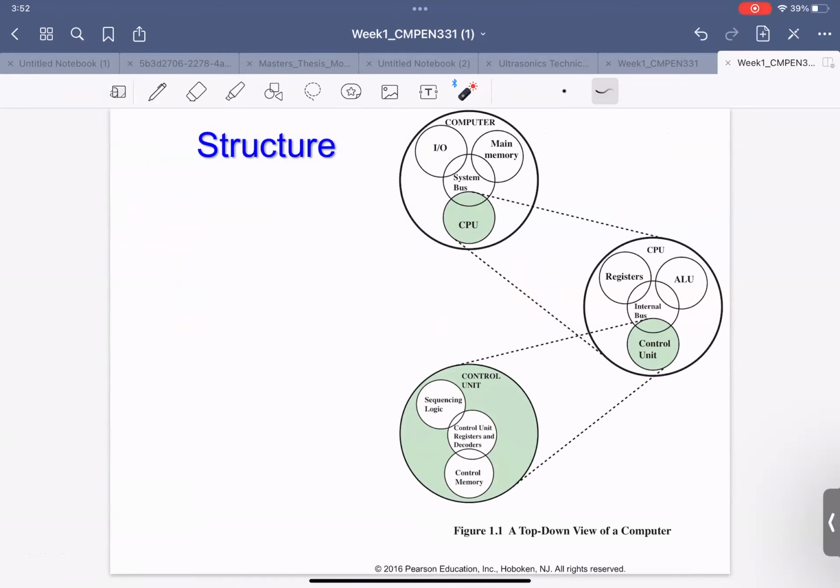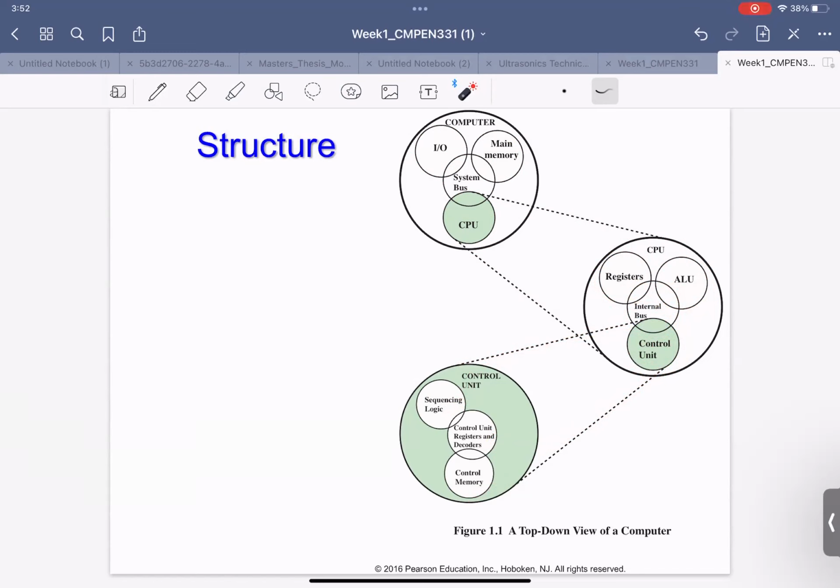So now let's move to the structure that we have in the computer. The computer as a total will have a couple of components: input, outputs, main memory, and the CPU, and also something to connect all of these things, which I will refer to as the system bus. If we look closer at the CPU, inside it I have multiple components. We have an ALU, which is the arithmetic logic unit. We have registers. We have a control unit, which is the brain of the CPU. And also we have an interconnection bus. If we look closely at the control unit, we have sequence logic, control unit, control memory, and so on and so forth.